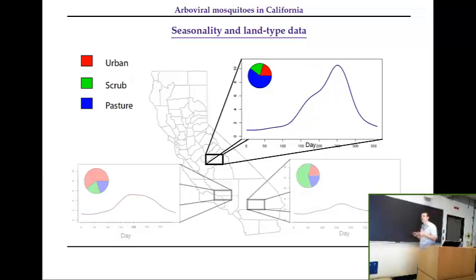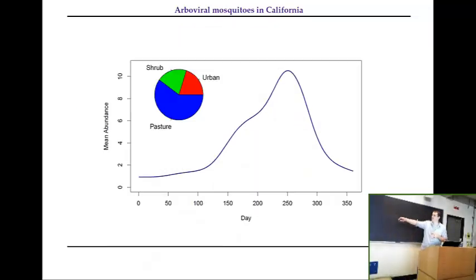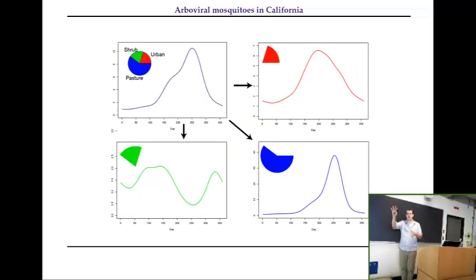And basically what I'm trying to do is use the data as an inverse problem to take this signature in time with this known breakdown and split it into its constituent parts. So I have the data aggregated, or I have the data when you look at a particular composition of land types, and I want to figure out what part of that temporal signature is due to shrub, what part of that temporal signature is due to urban areas, and what part is due to pasture.